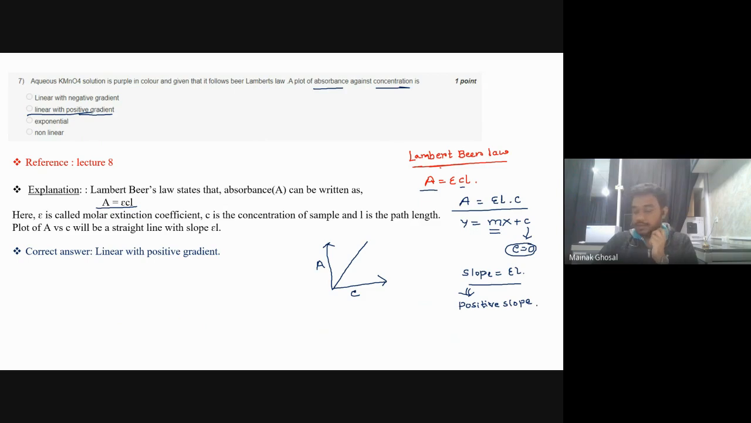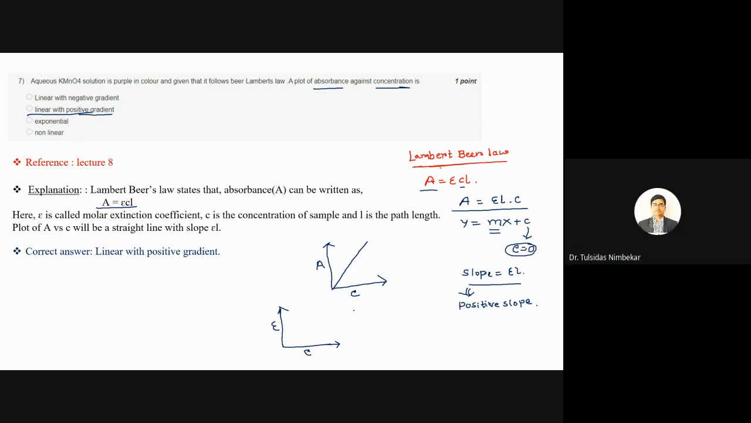Just a quick query. If I put epsilon on the y-axis and the concentration on the x-axis, what will be the type of graph? If someone says you have to plot epsilon against concentration, what will your plot be?